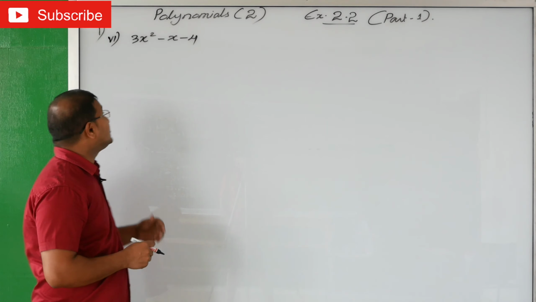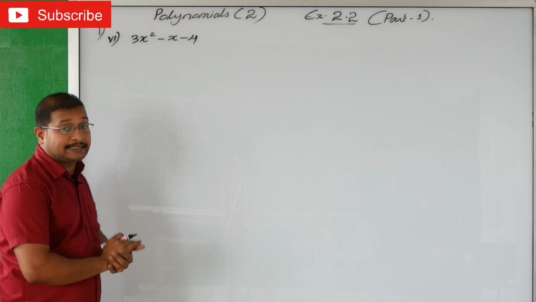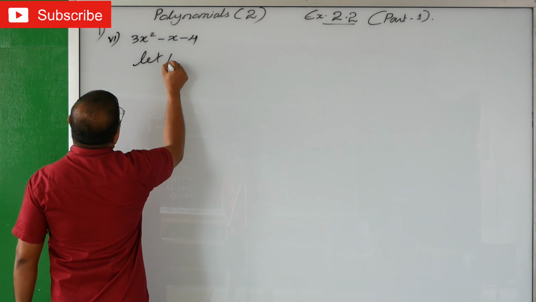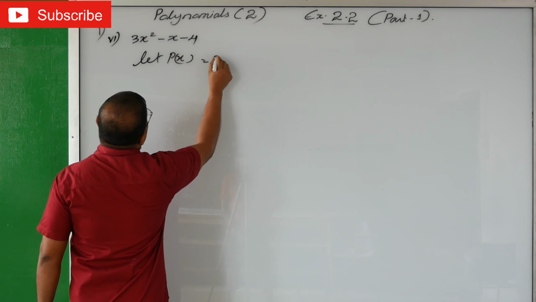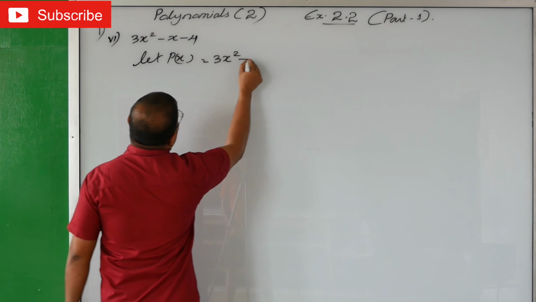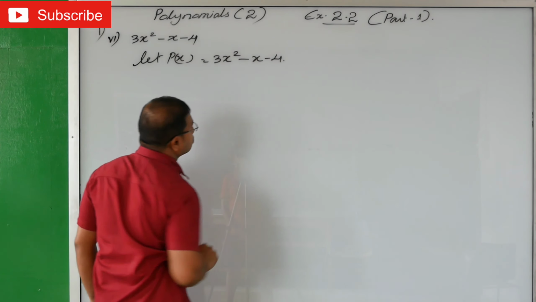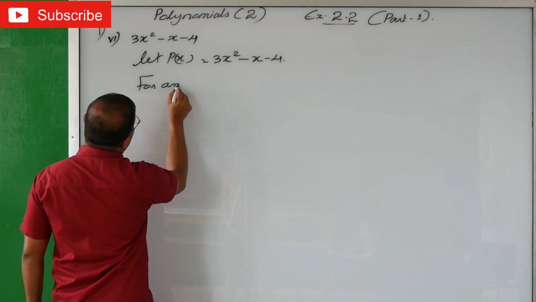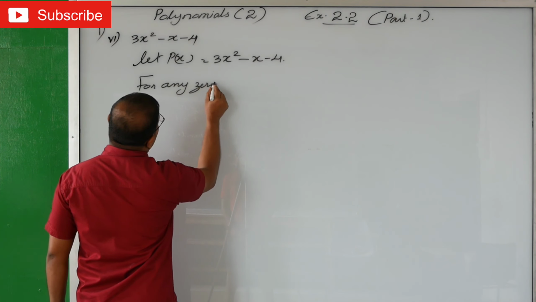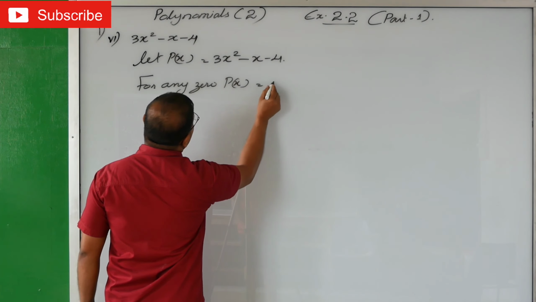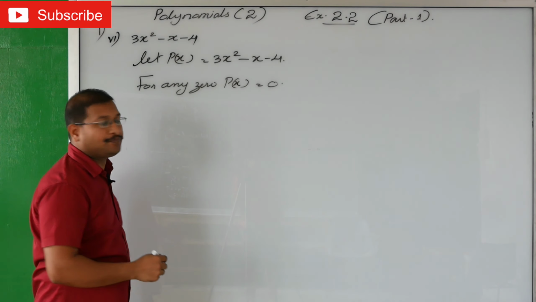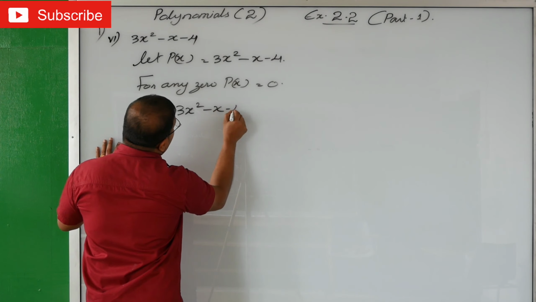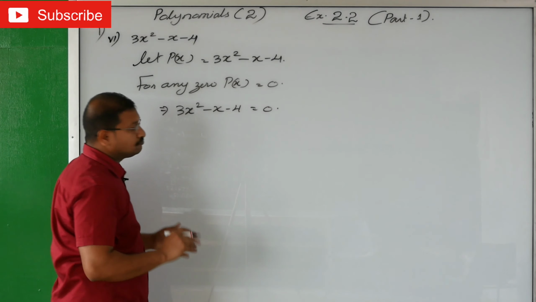Let's see question number 6. 3x square minus x minus 4. What will you write first? Let p of x equals 3x square minus x minus 4. For any zero, p of x equal to 0. That implies 3x square minus x minus 4 equal to 0.